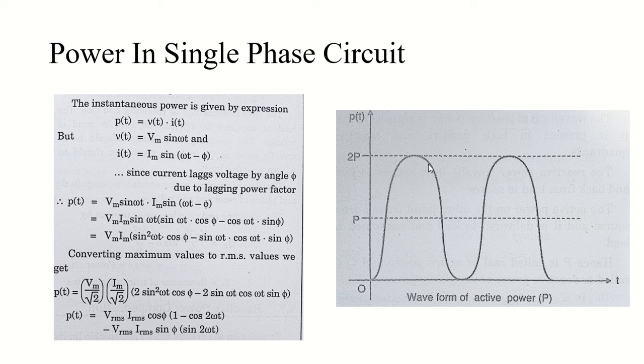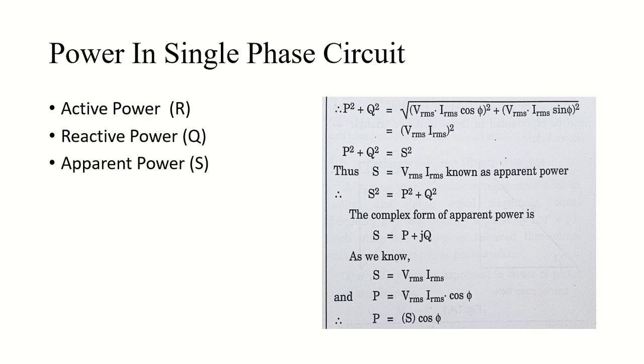After that, let's come to calculating the apparent power. If I want to calculate the magnitude of apparent power, then S will be the square root of P square plus Q square, which means P square plus Q square will be S square.